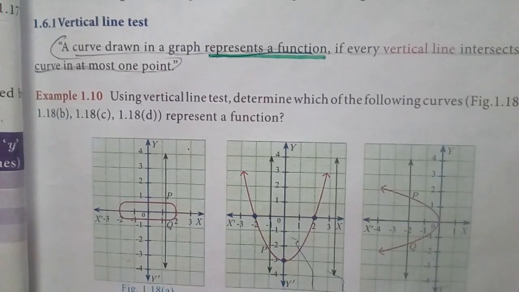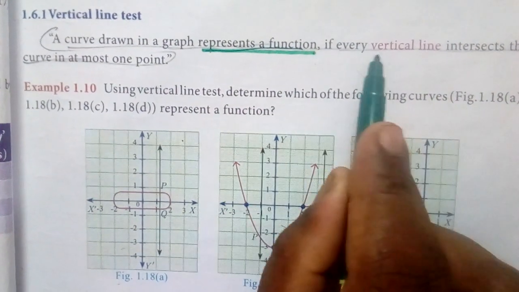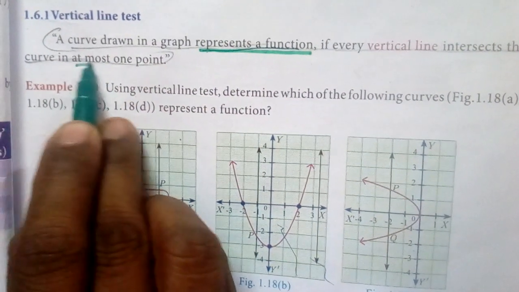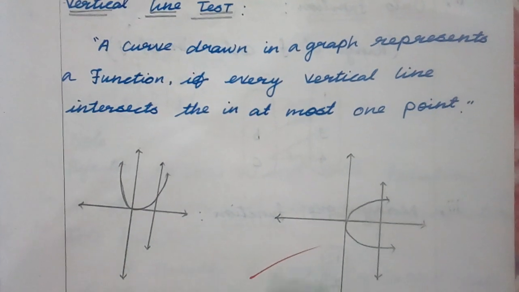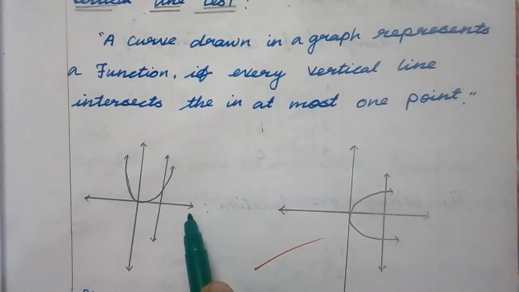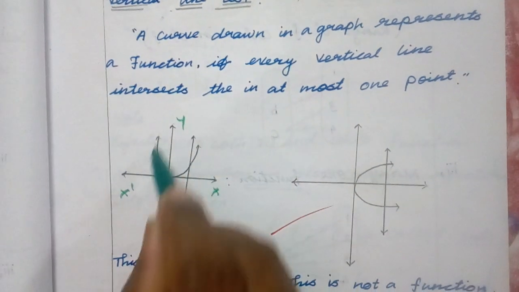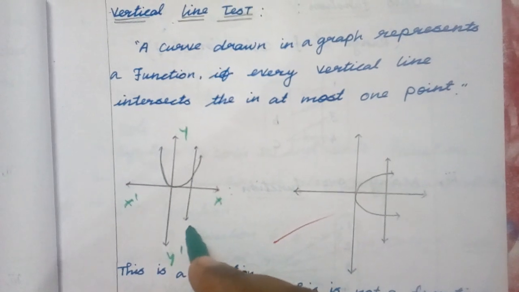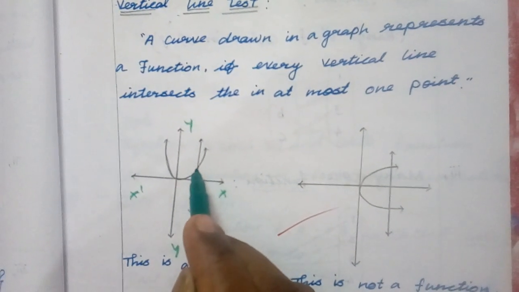Now, vertical line test. A curve drawn in a graph represents a function if every vertical line intersects the curve in at most one point. For example, for these two diagrams, this is the x-axis, this is the y-axis, and this is a given curve. You have to draw a vertical line; this vertical line intersects at one point. So this is a function.